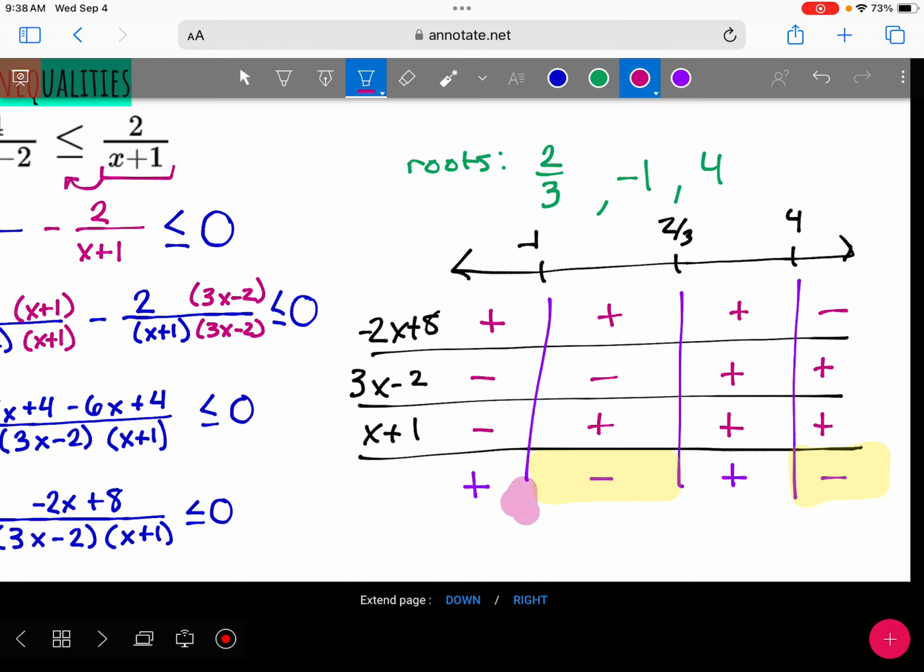So this guy is excluded. And what was the other one that makes my denominator 0? Yeah, the 2/3. I definitely wrote them in the wrong order, but that's what we meant. Neither of those can be in my solution because it makes the denominator 0, so both are excluded, even though it says equals to, because it makes the whole expression undefined. So our intervals are going to be what?